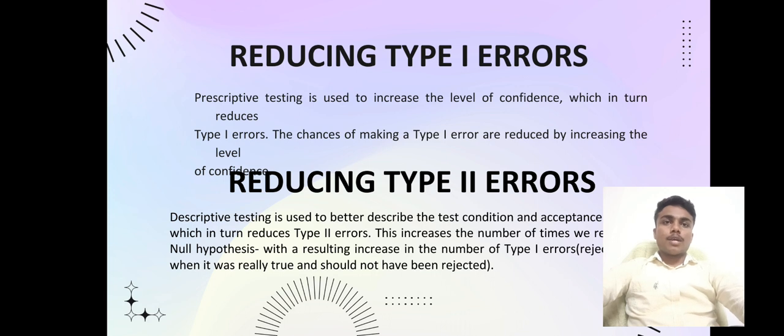Reducing type 1 errors. Prescriptive testing is used in increasing the level of confidence, which in turn reduces type 1 errors. The chance of making a type 1 error is reduced by increasing the level of confidence. Reducing type 2 errors. Descriptive testing is used to better describe the test conditions and populations, which in turn reduces type 2 errors. This increases the number of times we reject the null hypothesis, with the resulting increase in the number of type 1 errors when it is really true and should not have been rejected.